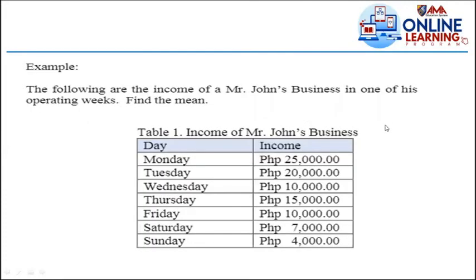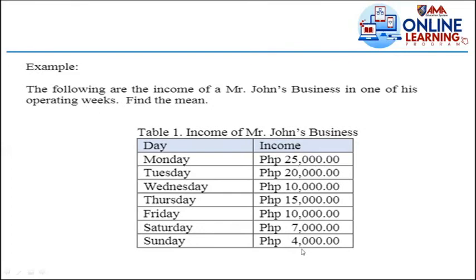The following are the incomes of Mr. John's business in one of his operating weeks. Find the mean. So this is now our table. Table 1, income of Mr. John's business for Monday up to Sunday. Then column 2, we have the income. During Monday, the income is 25K. Tuesday, 20. Wednesday, 10. Thursday, 15. Up to Sunday, so we have 4,000. So when we look at it, as the days go by, the income decreases.